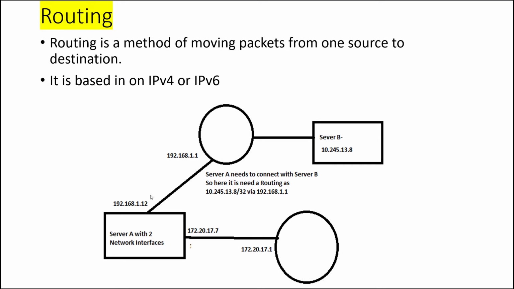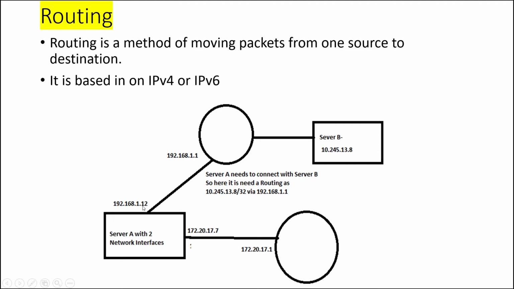Routing is a method of moving packets from one source to destination. It is based on IPv4, IPv6. Guys, have a look at my diagram. At the bottom, you can see a rectangular box, server A, with two network interface cards. It means this server has two interface cards, so you have two IP addresses.